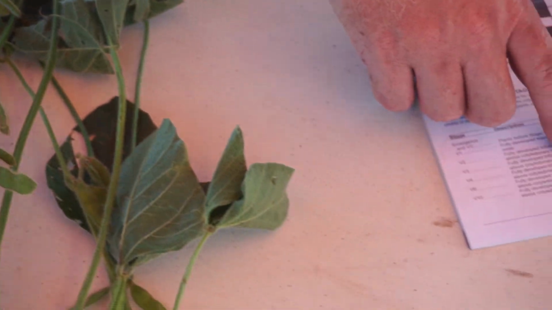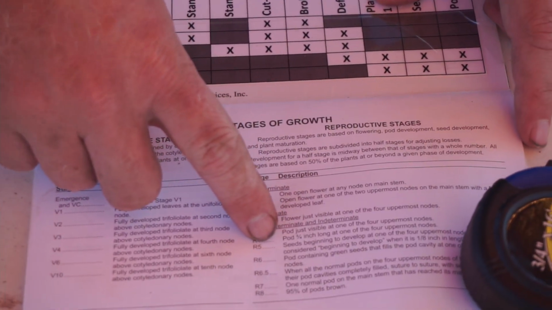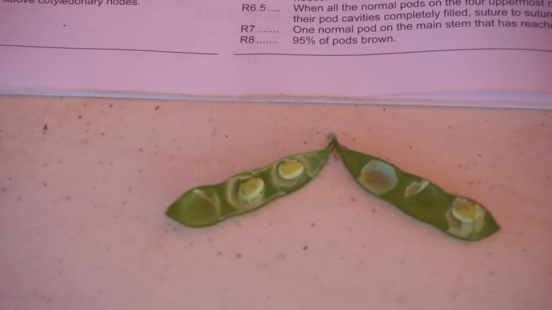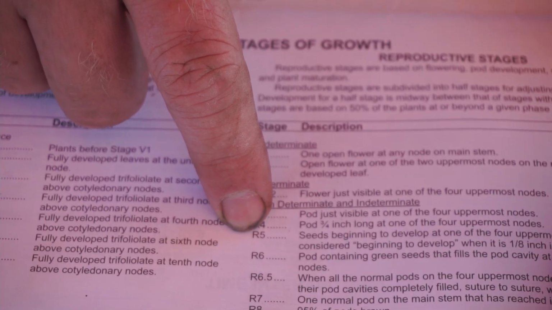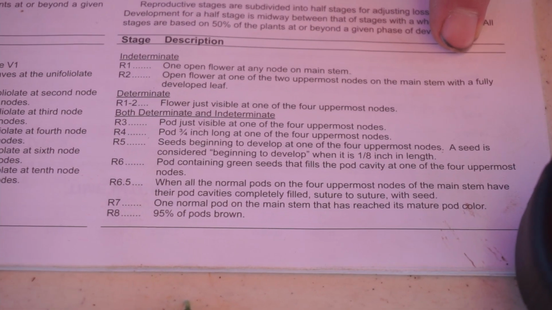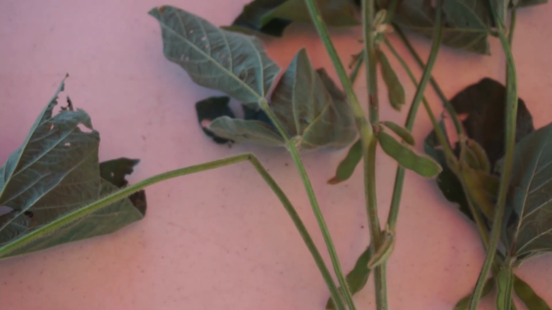We're going to go back to our chart. We're going to find a pod that's got some seeds in it. That's going to put us at R5, which is a seed that's developing that is 1/8 of an inch. So we've got R5 today. Our storm was 14 days ago.